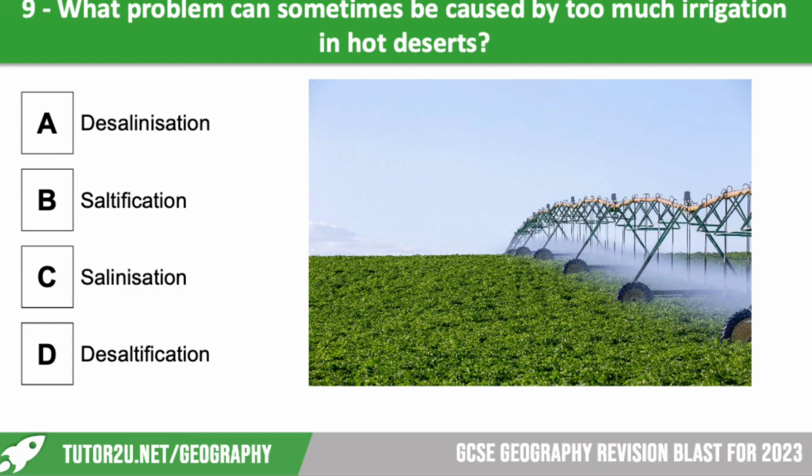9. What problem can sometimes be caused by too much irrigation in hot deserts? Is it A, desalinization? Is it B, saltification? Is it C, salinization? Or is it D, desaltification? Let's have a look. It is salinization.